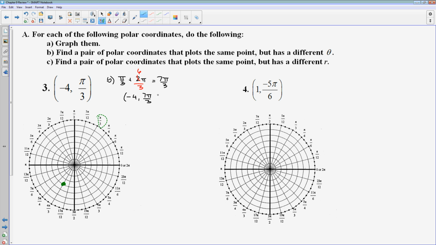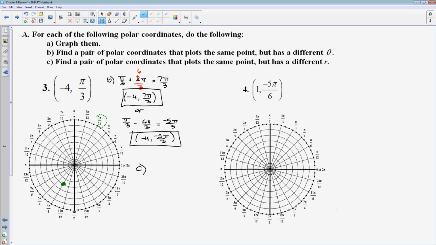No, I'm not changing my r, I'm only changing the angle. You could also, if you wanted to, I said this on the last one, you could subtract 2 pi, which is 6 over 3. And 1 pi minus 6 pi is negative 5 pi over 3. So you could also have negative 4, negative 5 pi over 3. So those are both acceptable answers for part B.